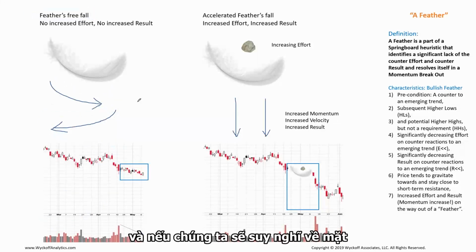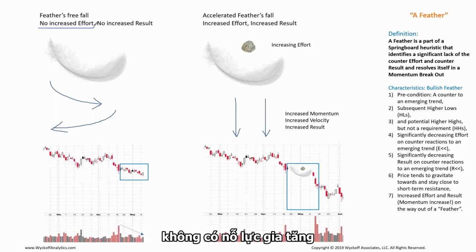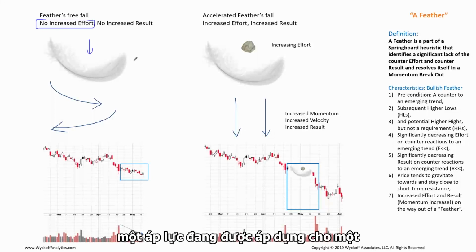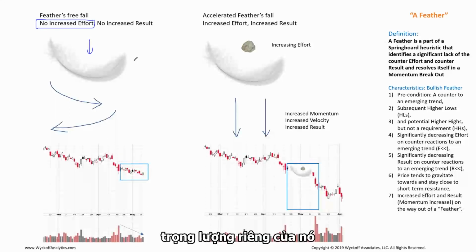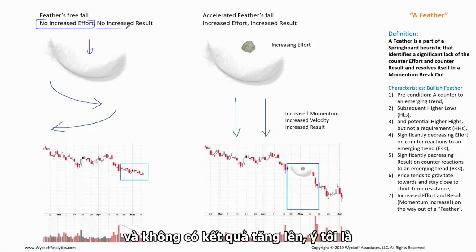And if we were thinking in terms of a feather in the market, this type of action, we would probably say that there is no increased effort or pressure being applied to the feather. And that's why it falls down on its own weight. And it falls down smoothly and slowly. And there is no increased result.